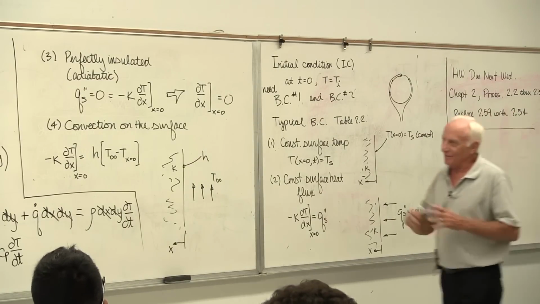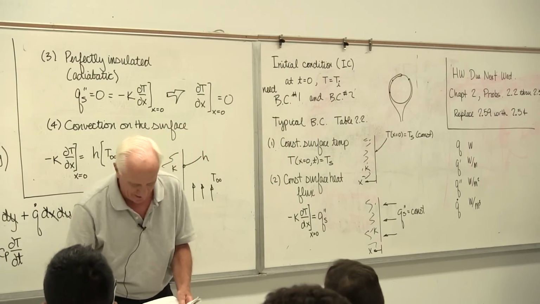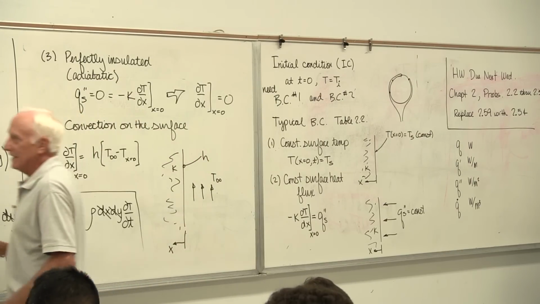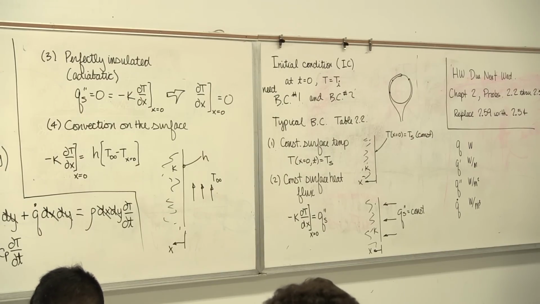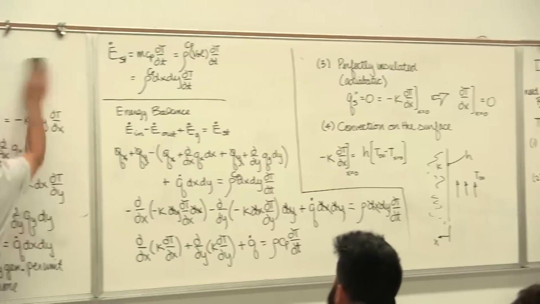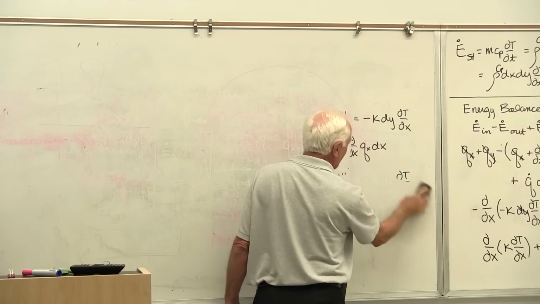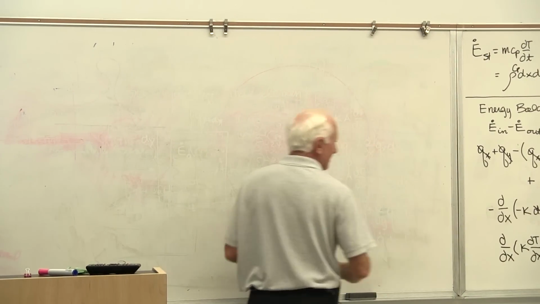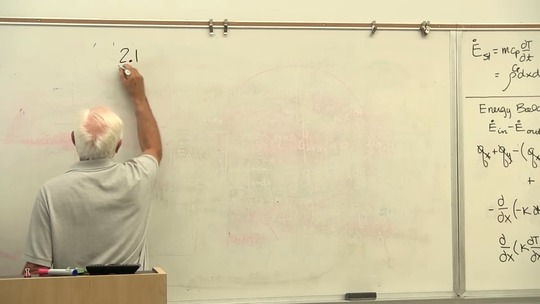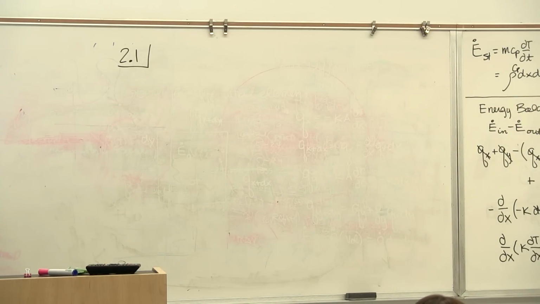Okay, so now we have that set up: the heat diffusion equation with the correct boundary conditions. Let's look at some problems to see how we use all this material in Chapter 2. We're going to start off with a very early problem. You'd think problem 2.1 would be the easiest problem in the whole homework set at the end of the chapter. Not true, not true.